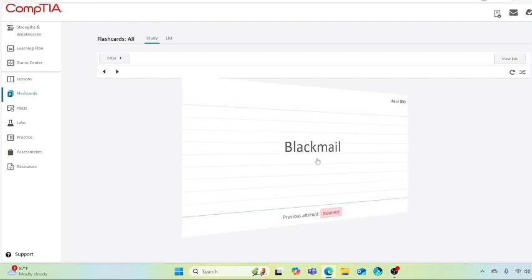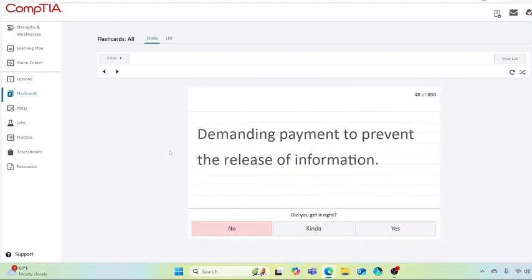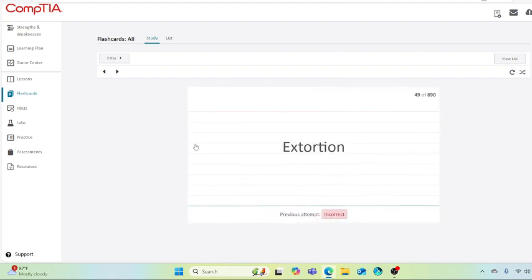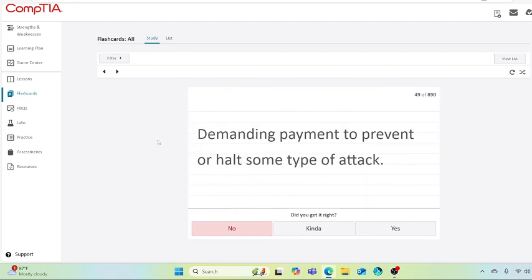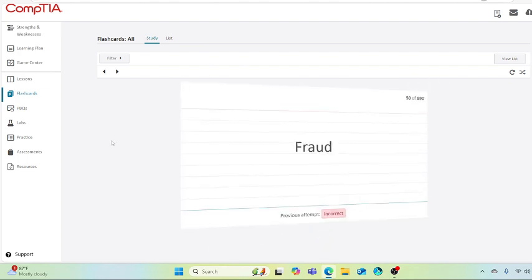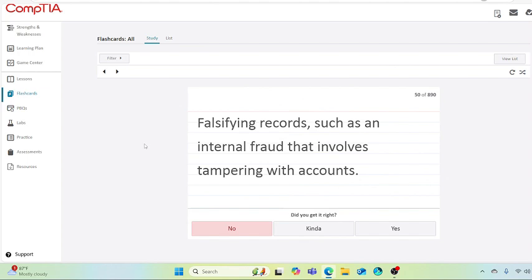Blackmail. Demanding payment to prevent the release of information. Extortion. Demanding payment to prevent or halt some type of attack. Fraud. Falsifying records, such as an internal fraud that involves tampering with accounts.